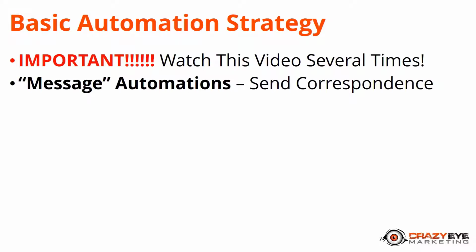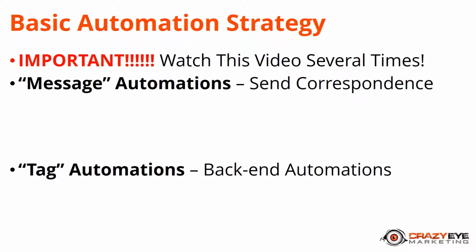So the way I see it, there are two types of automations. There are message automations, and in these automations you're sending correspondence, so your emails, text messages, webhook messages. And then there are also tag automations, and these are the back-end automations that handle things like adding and removing tags. So remember this, there are two types of automations, message automations and tag automations.